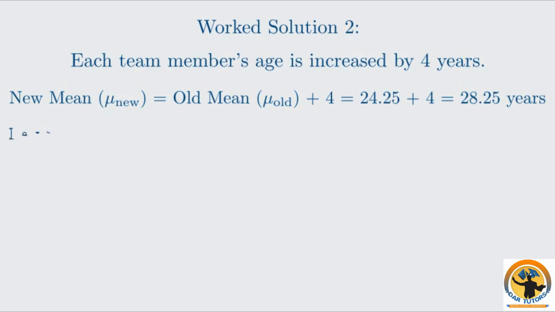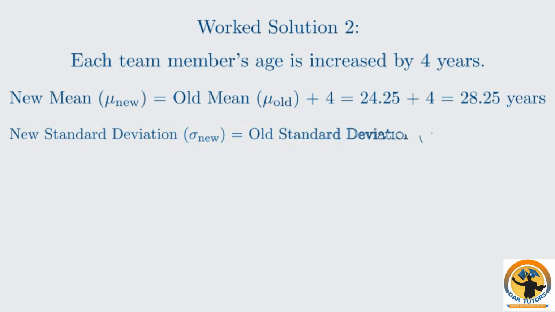The standard deviation, however, is a measure of spread. Adding a constant to every value shifts the entire distribution, but doesn't change the spread or variability between the ages. The difference between the oldest and youngest player, for example, remains the same. Therefore, the standard deviation remains 2.82 years.